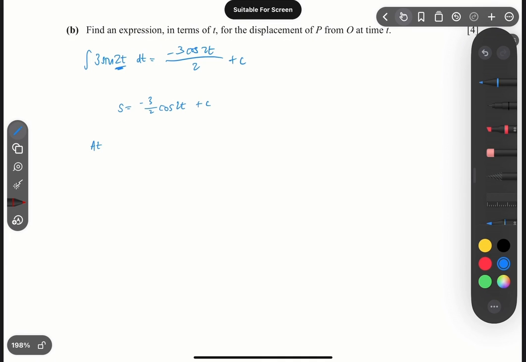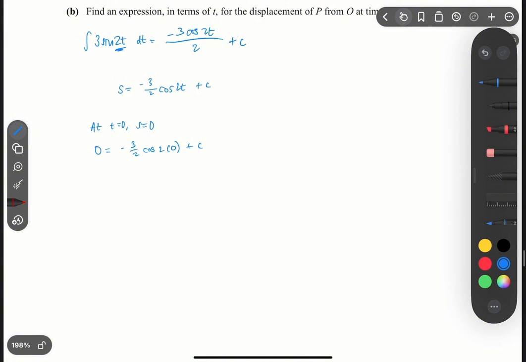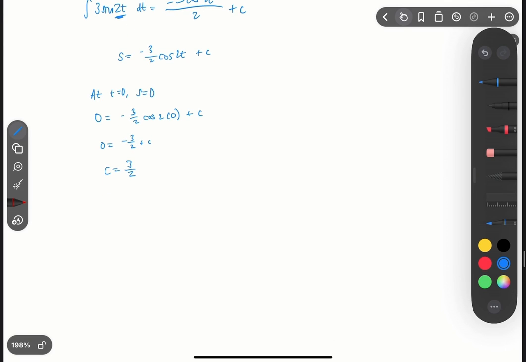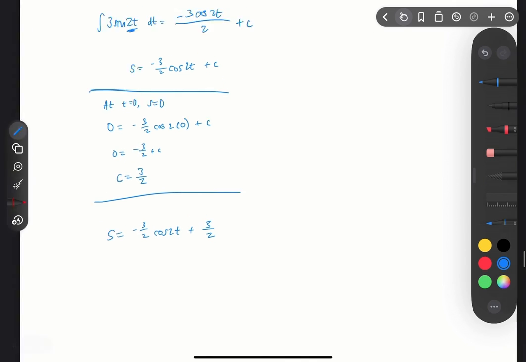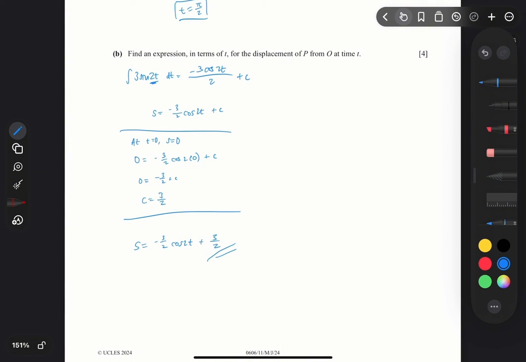So at time equals 0, the displacement will also be 0 because you wouldn't have traveled any distance at time equals 0. So you can just substitute into the equation, and C would be 3 over 2. And the displacement equation is this.